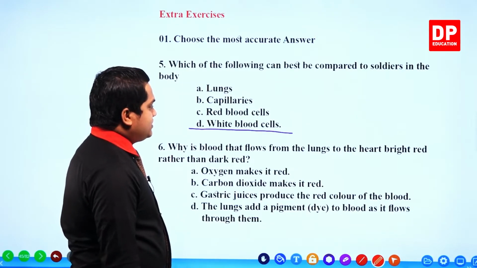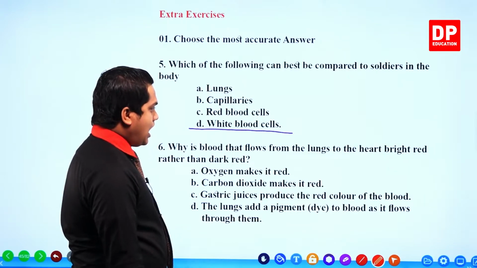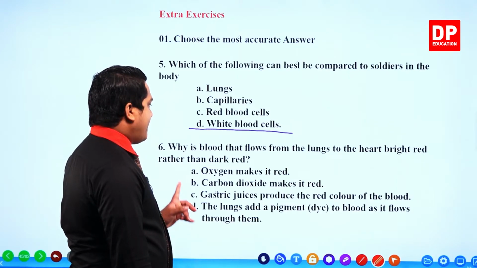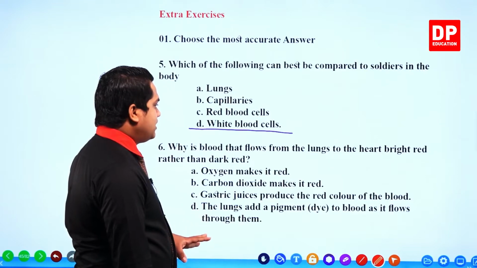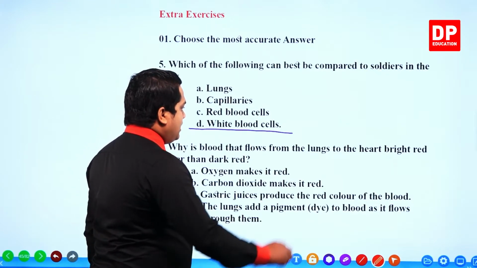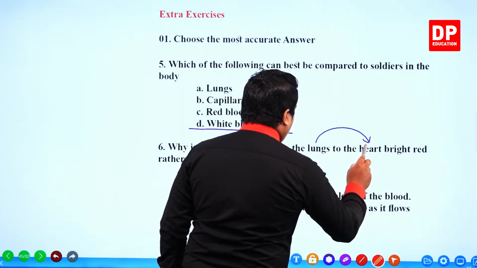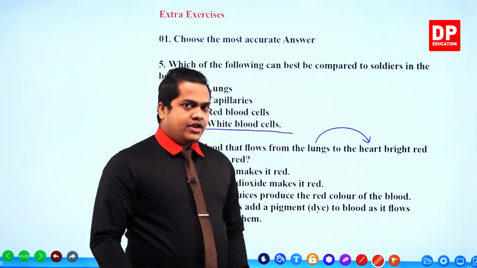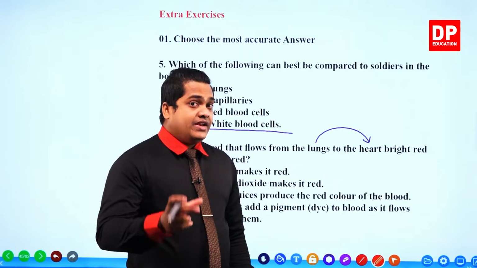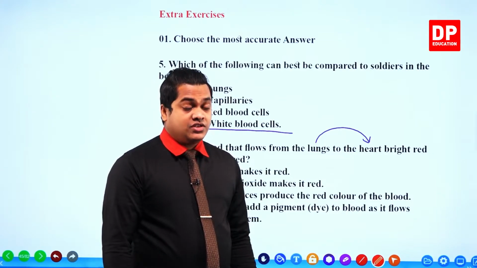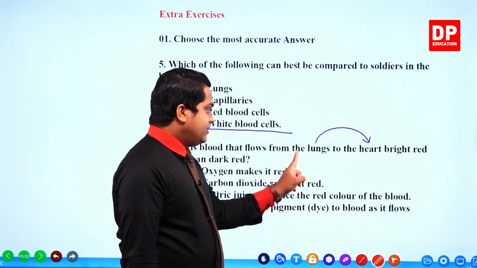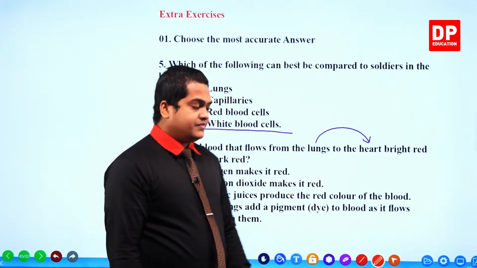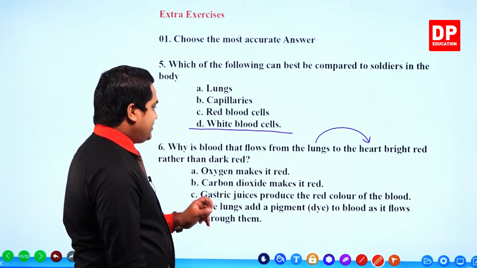Blood that flows from the lungs to the heart, bright red rather than dark red. So if the blood is flowing from lungs to the heart, it should carry oxygen. That's why it is bright red in color. It is oxygenated blood. So my dear children, the blood which is carried from lungs to the heart carries oxygenated blood.